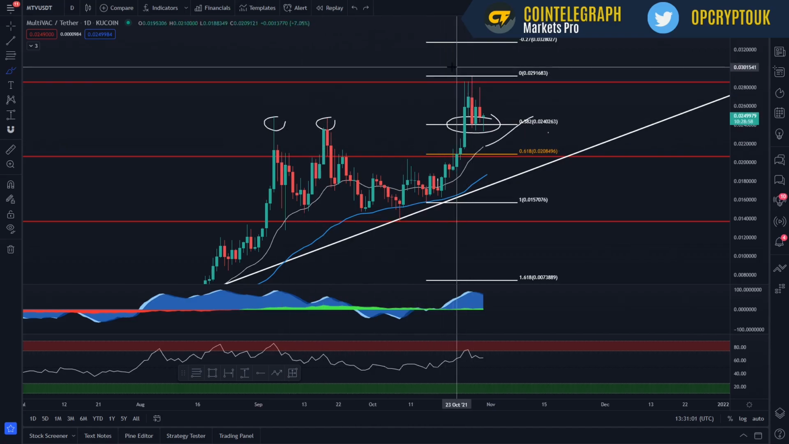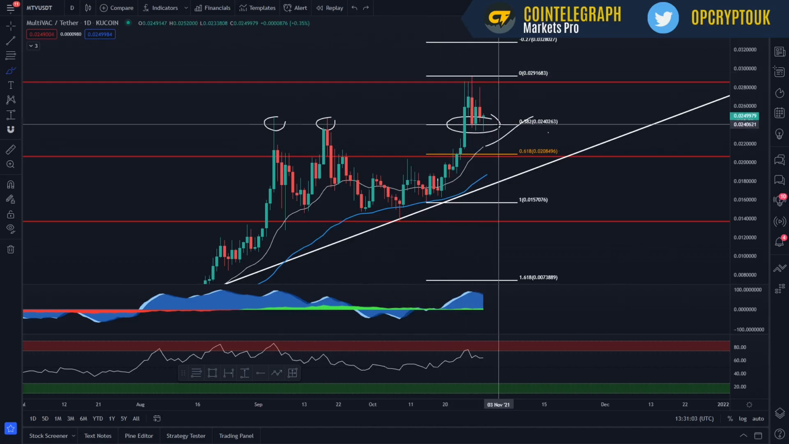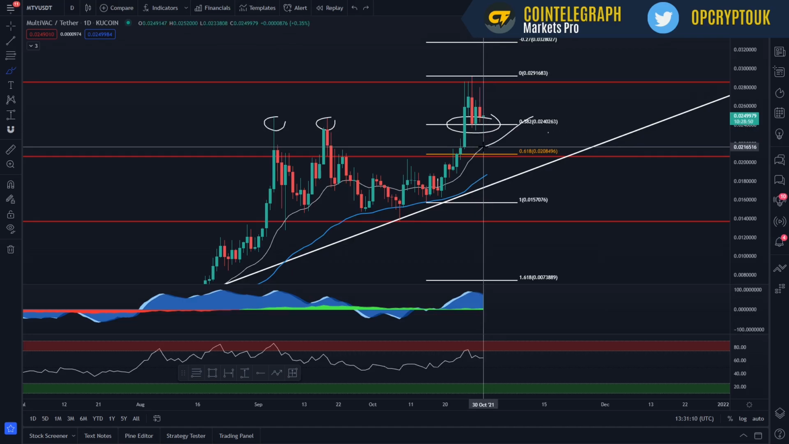So it has obviously hit a new all-time high. It's come back down, and that is an area I would consider buying. So looking at 0.024 down to around this 0.022 region, and I think that is pretty much the most you're going to get, to be honest.